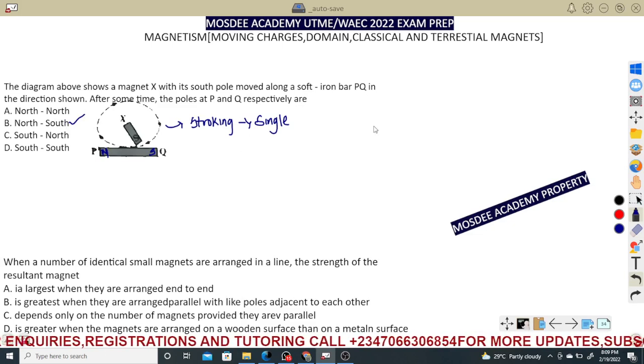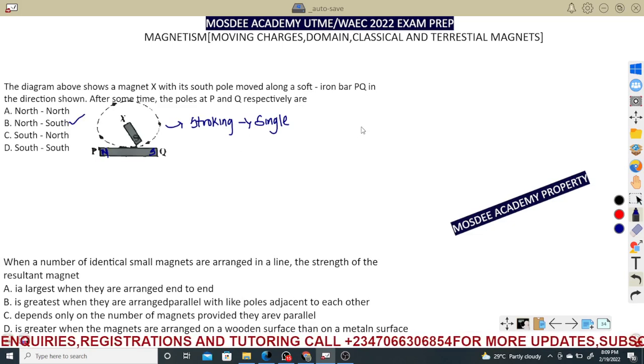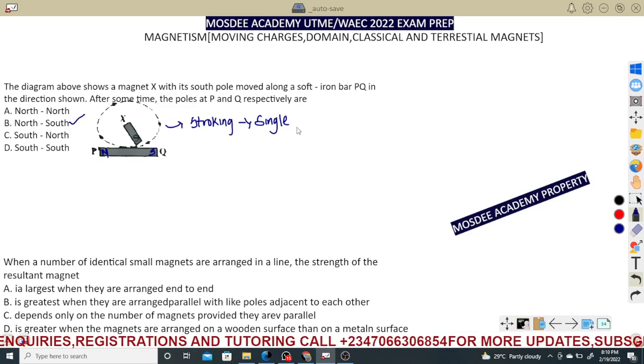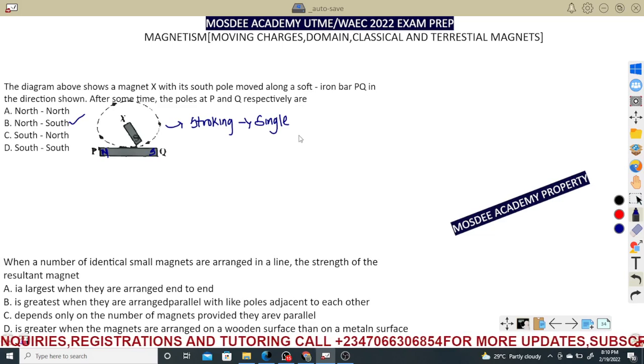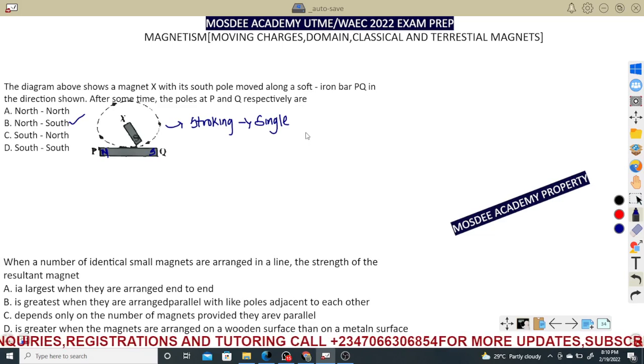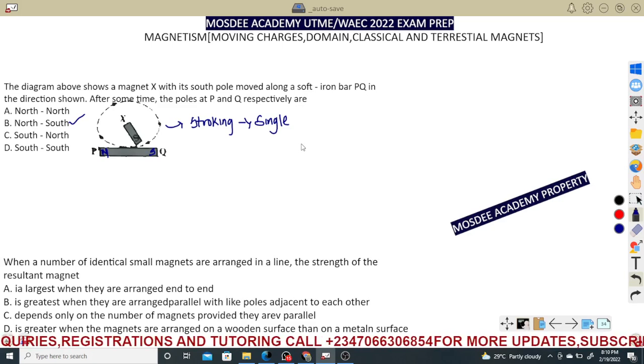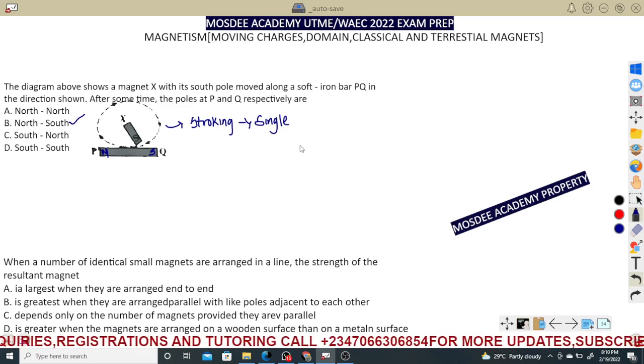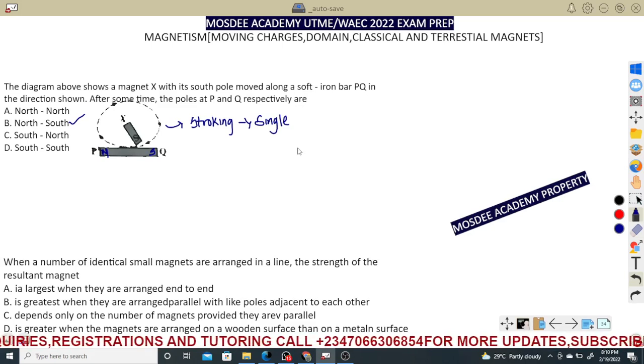But if it is double stroke, you can have the same polarity, but the ends will not be the same polarity as well. So always keep that at the back of your mind. The ends of a magnet can never be the same. Please always keep at the back of your mind.